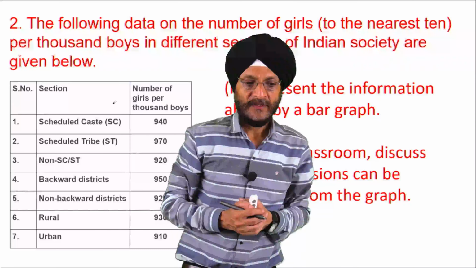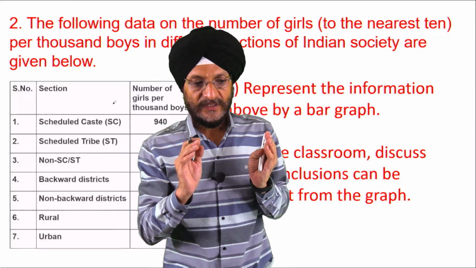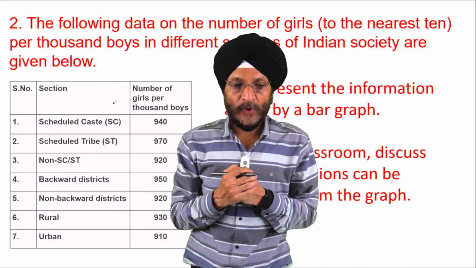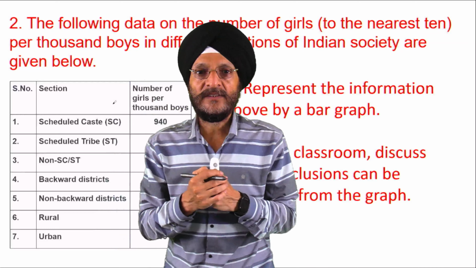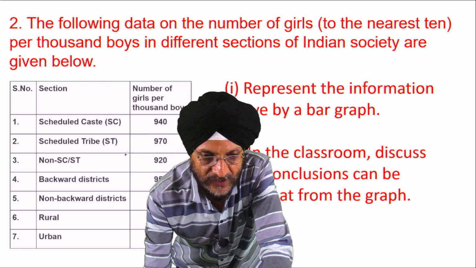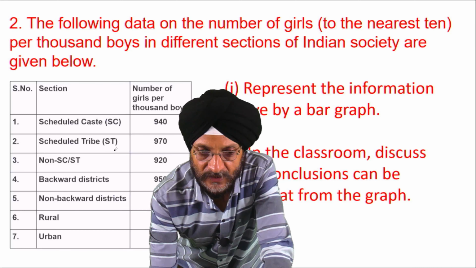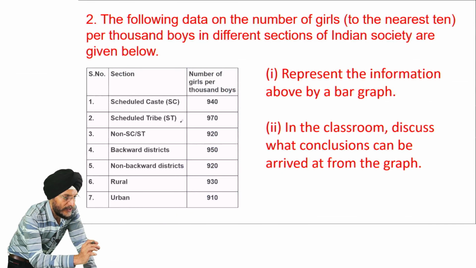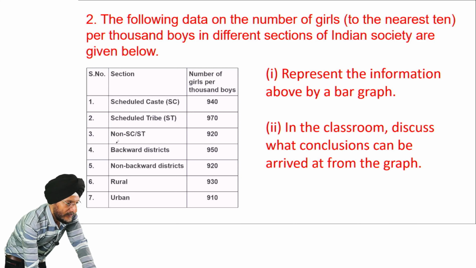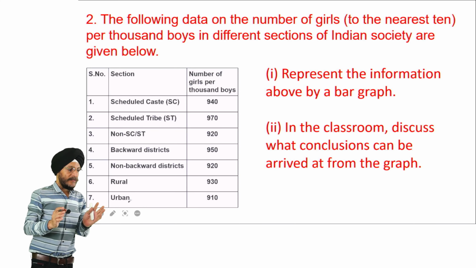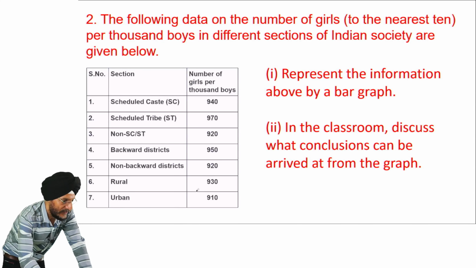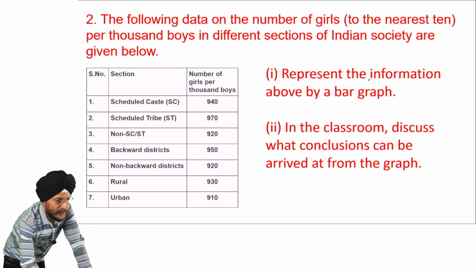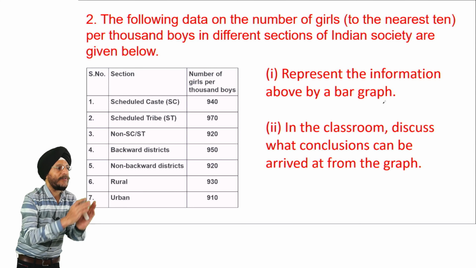It means that if we take the section of scheduled caste, when the number of boys is 1000, the number of girls is only 940. When we talk about ST, when the number of boys is 1000, the girls are 970. In the same way, in the urban area, when the number of boys is 1000, the girls are even fewer, that is 910. We are to represent this information in the form of a bar graph.